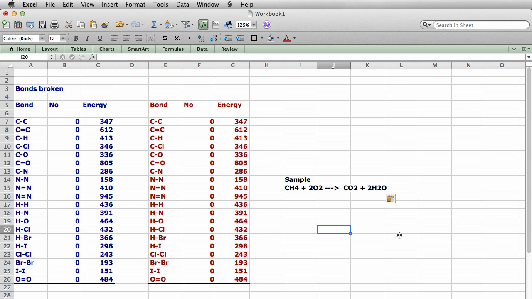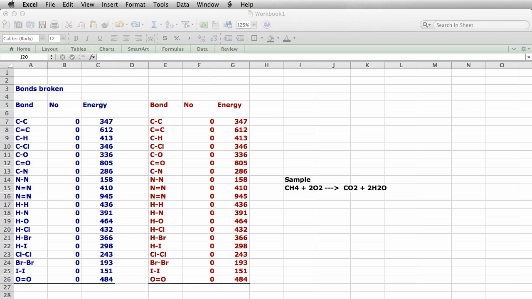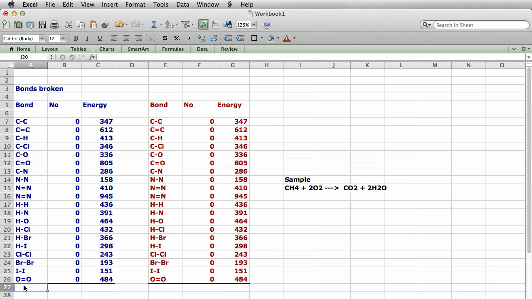Now, to actually do the calculations, we need to put in some other values into the system. So first of all, we're going to talk about the total energy in the system. In other words, how many kilojoules do we have in the system that are going to be required to break the bonds? How many kilojoules are we going to get out from the system? So the values here at the bottom are going to represent the energy in and the energy out from the system.